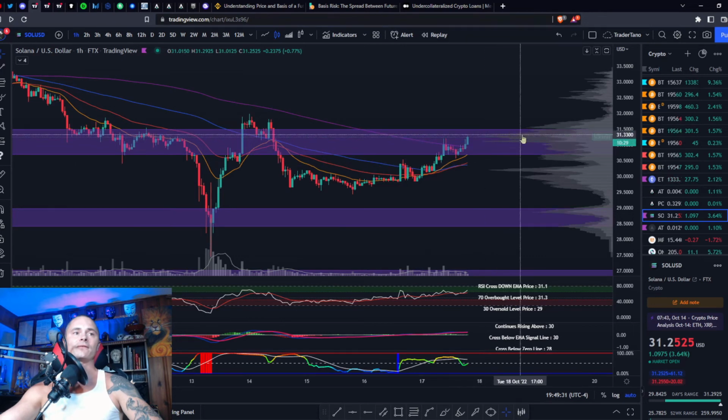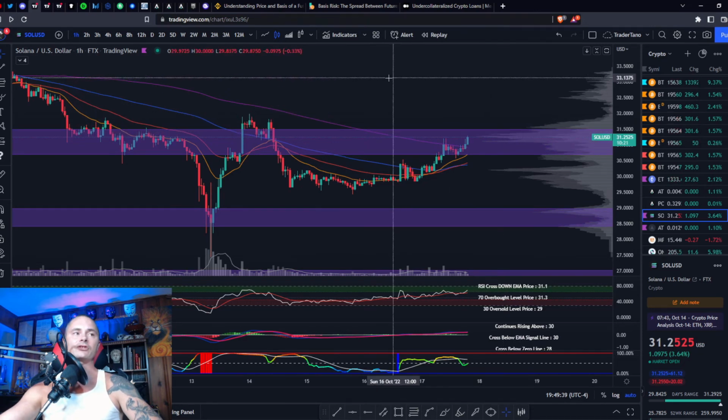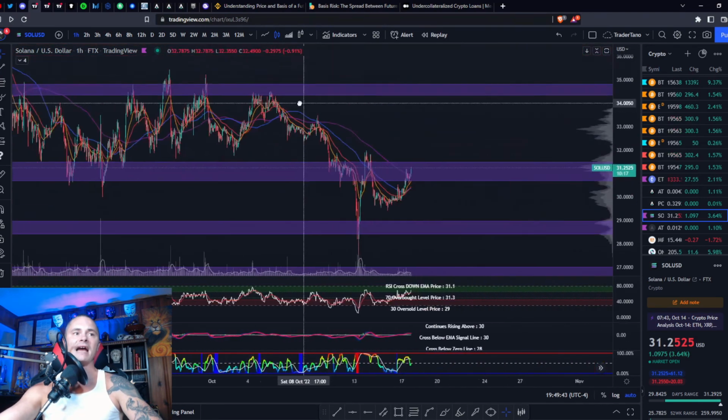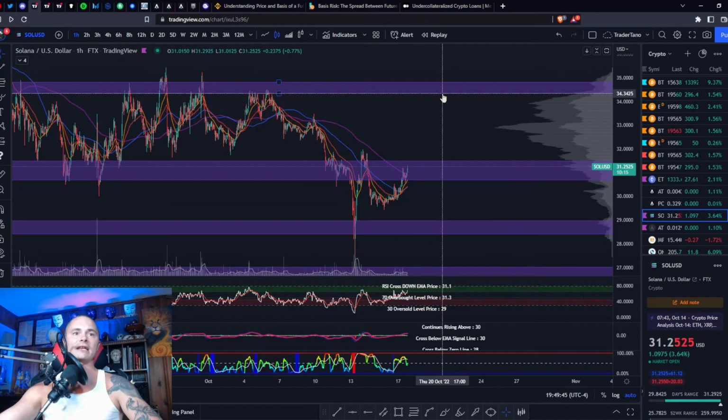Right now, we are finding resistance at the POC, point of control, on the VPVR. Can we get above it? If we can break this last high at $32, I would expect us to come up back to the previous range high at basically 34.34. So quite a bit of hot air.